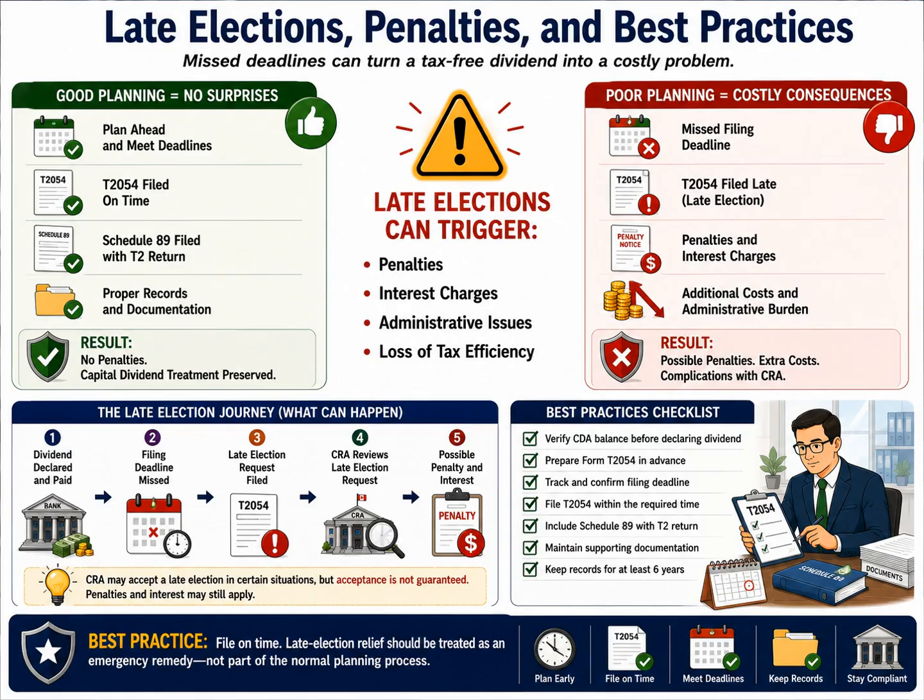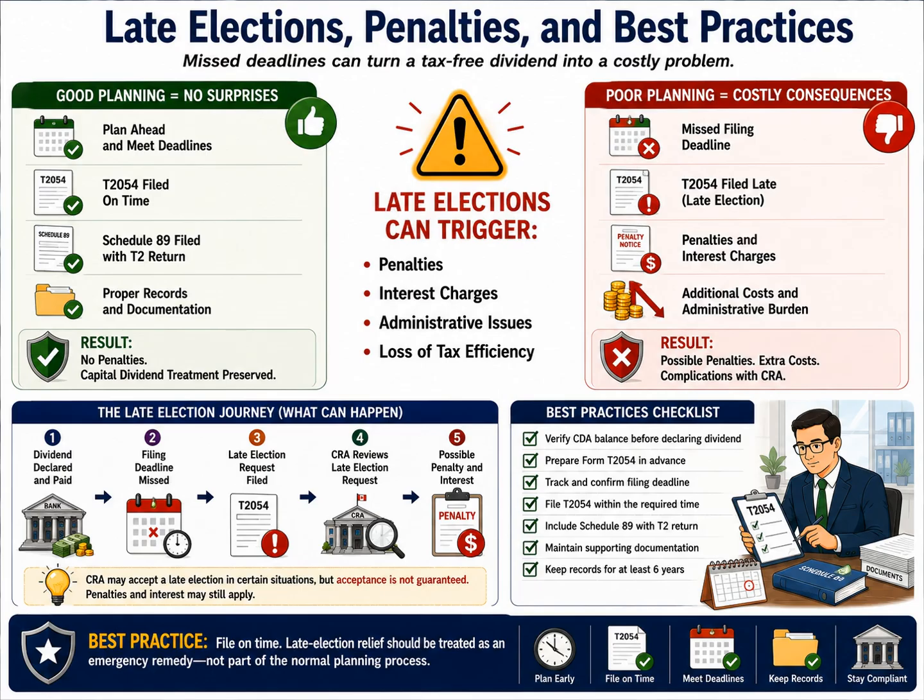We've now seen how important it is to file Form T2054 on time. But what happens if the deadline is missed? That's the focus of this slide. A late election does not automatically mean disaster, but it can create additional costs, administrative complications, and unnecessary risk. Let's start with the left side of the slide. This shows the outcome of good planning.